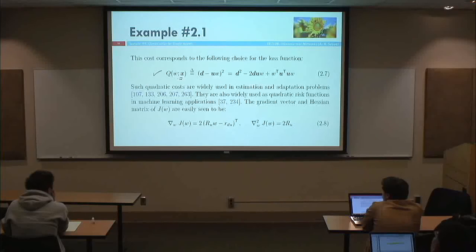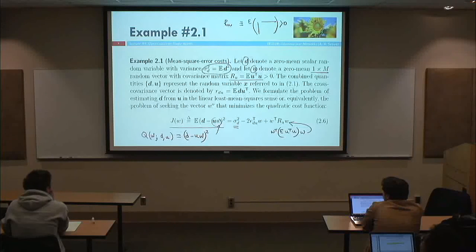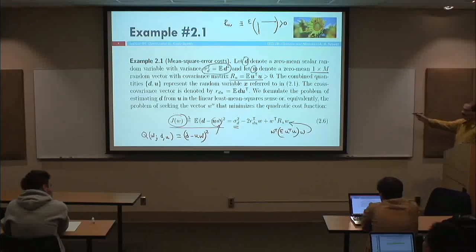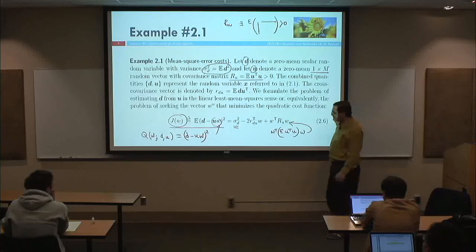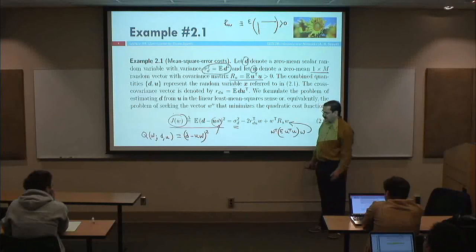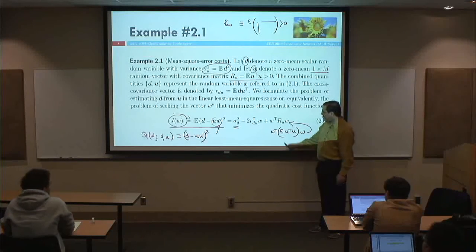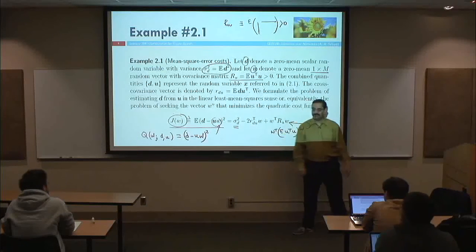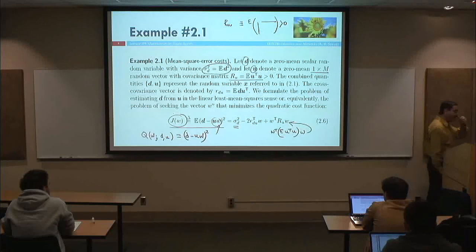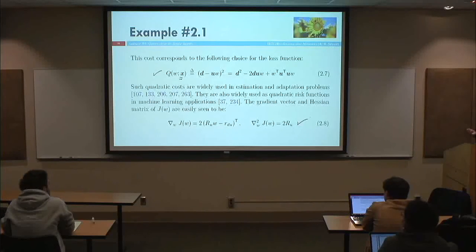If you compute the gradient of J, what's the gradient of J relative to omega? It has to be a row vector, so it will be 2 omega transpose Ru, and here minus 2 Rdu transpose. And the Hessian, 2 Ru. So that's it. You are experts by now.